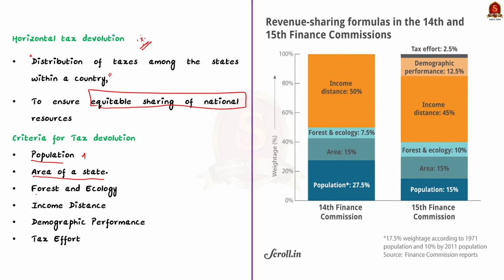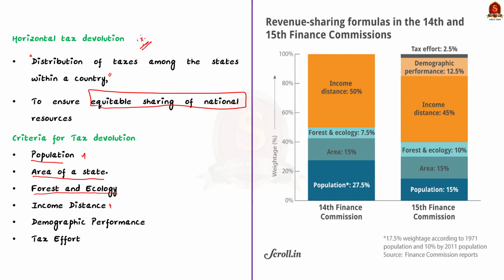Third one is forest and ecology. See, states with significant forest cover have restricted land use for various developmental activities and they are bearing the higher environmental conservation cost. So, they need to be compensated for these limitations and responsibilities.